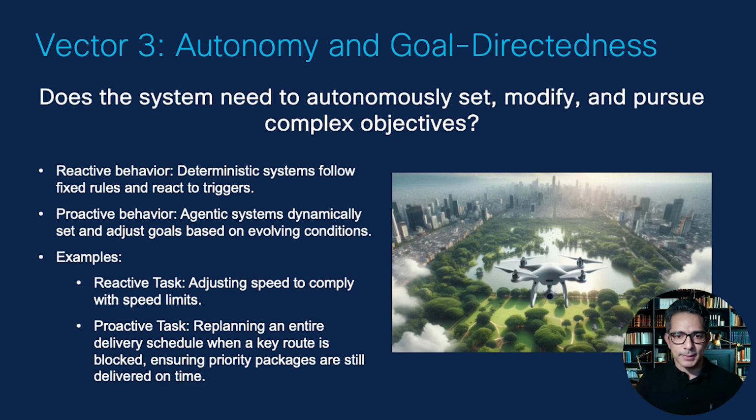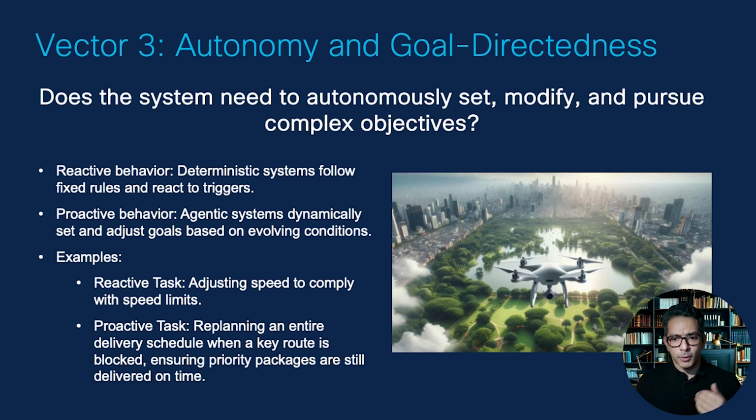And just to take an example, let's say we have an autonomous delivery vehicle, and if one of the key routes is blocked, the non-agentic system will reroute us to get to the next destination. But a proactive behavior or an agentic system will not just reroute the car, but reanalyze the entire delivery schedule, identify which packages need prioritization, reschedule low priority deliveries, and optimize new routes to meet deadlines. So agentic systems excel in goal-oriented optimization, dynamically redefining objectives based on new inputs and evolving priorities.